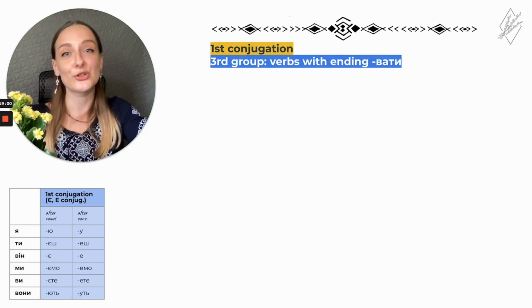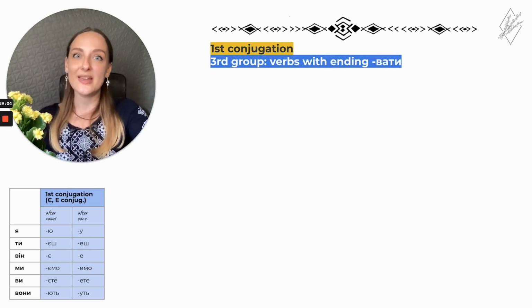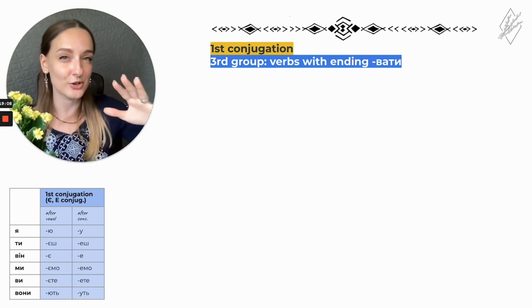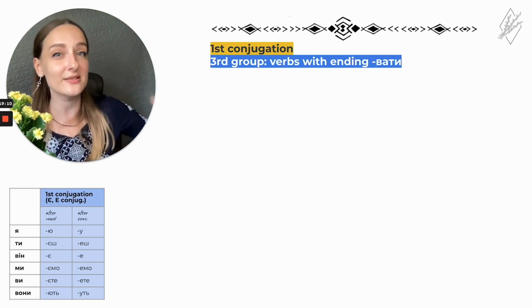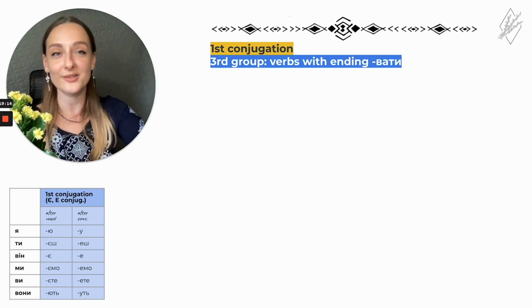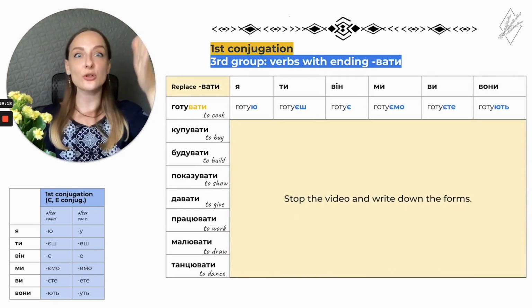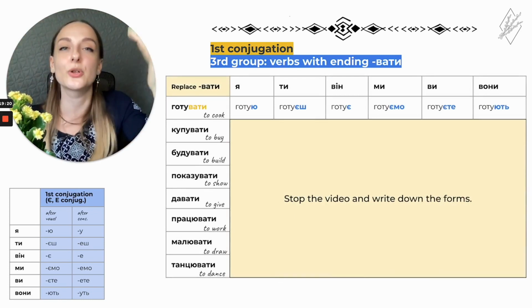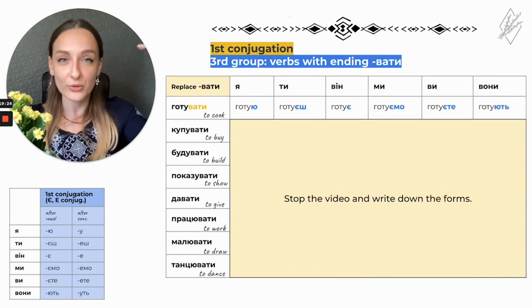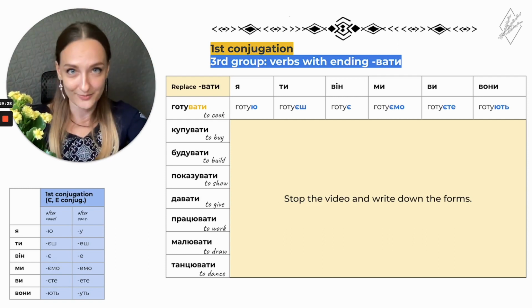Let's go on. The third group in the first conjugation. The verbs with ending вати. You remember when we spoke about ати, I told you that this group except ending вати. So if you have this additional v before ending ати, then we will need to act like this. And you can see there are a lot of verbs because this group is very popular in Ukrainian. Really, we have a lot of verbs with ending вати.